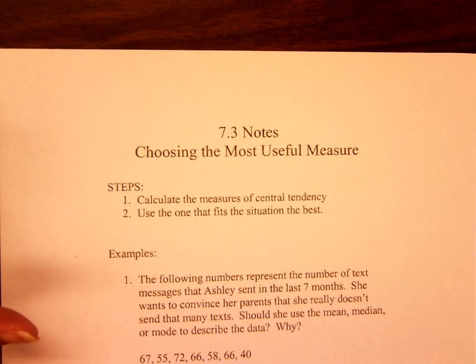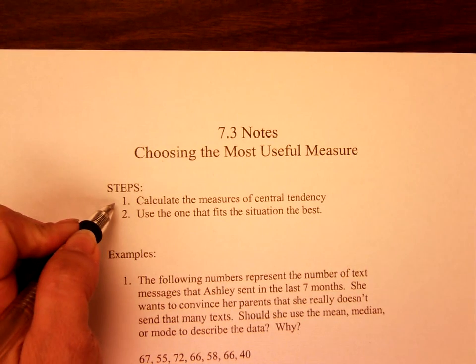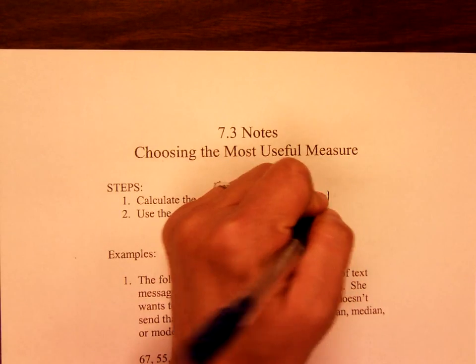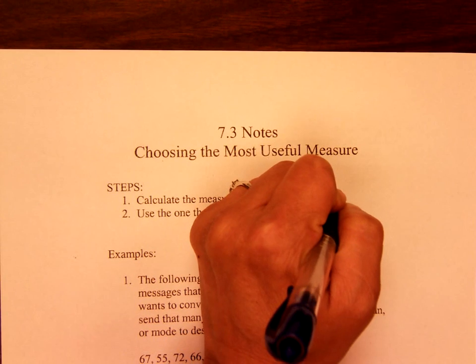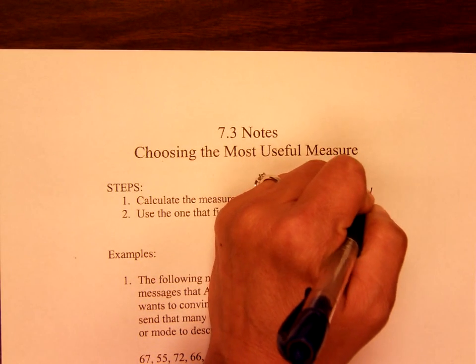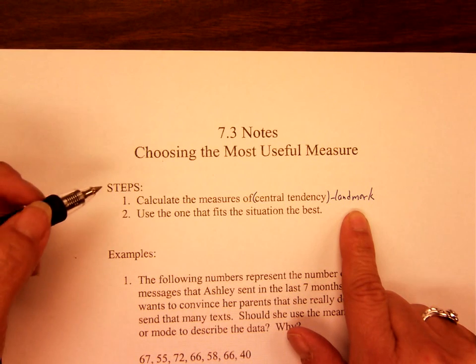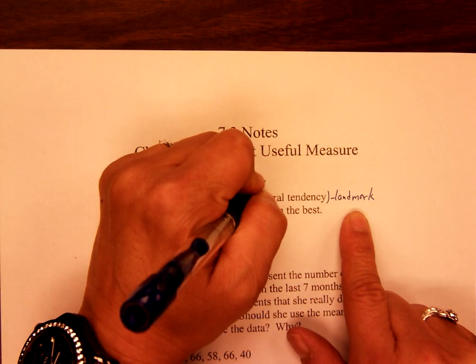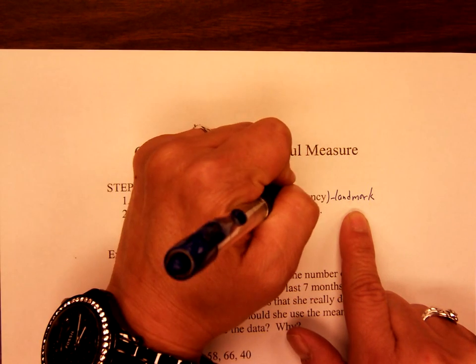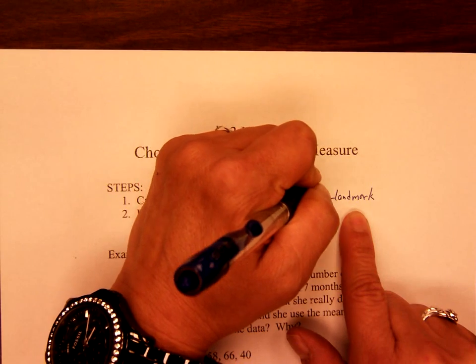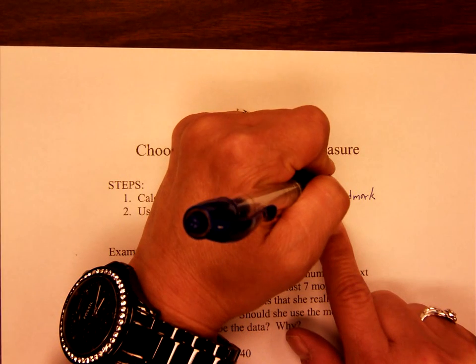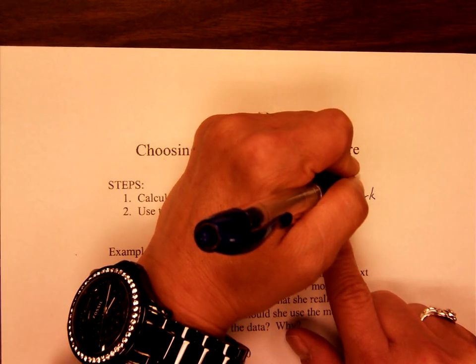Okay, so today's lesson is 7.3 notes, choosing the most useful measure. So, step 1, calculate the measure of central tendency. When we're talking about central tendency, another word would be landmark. When we're talking about central tendency and landmark, we're talking about finding the mean, median, mode, and range. So make sure that you know that when we're talking about central tendency, we're talking about 4 things.